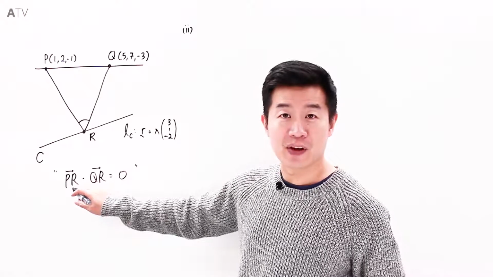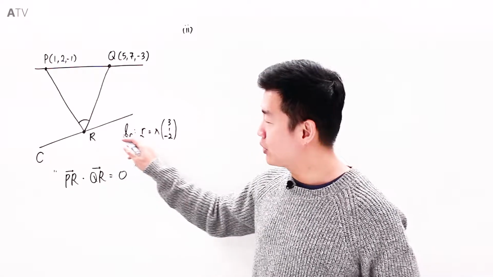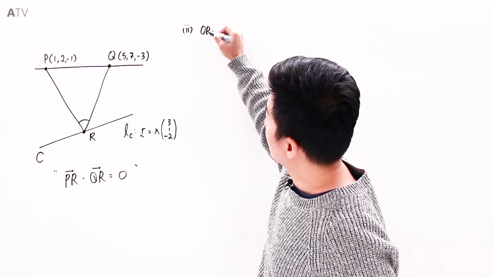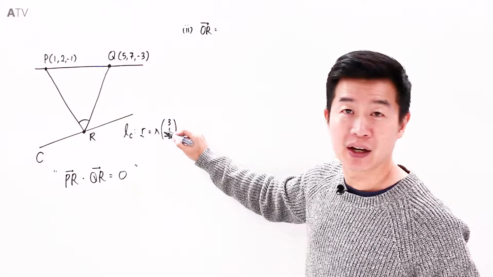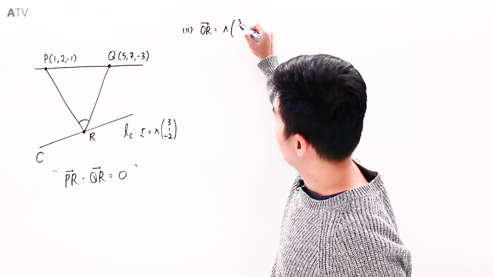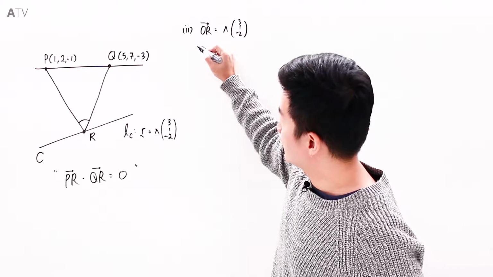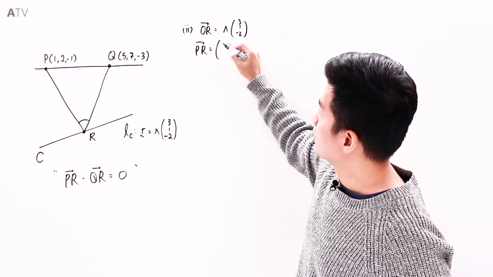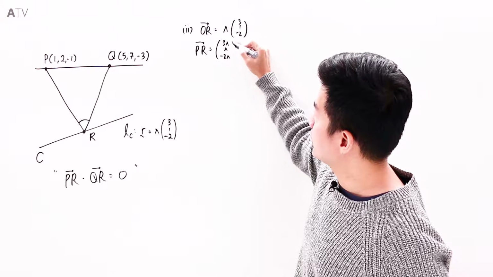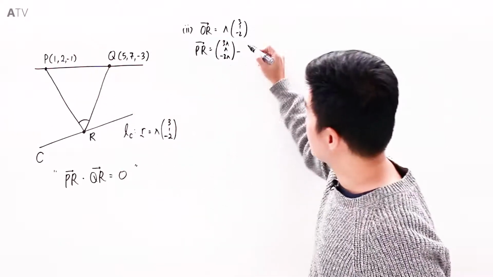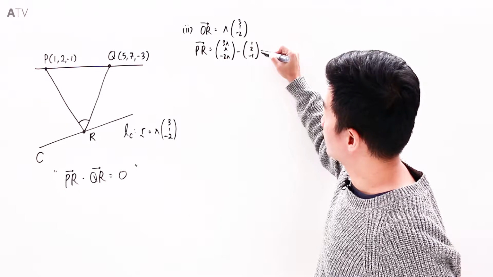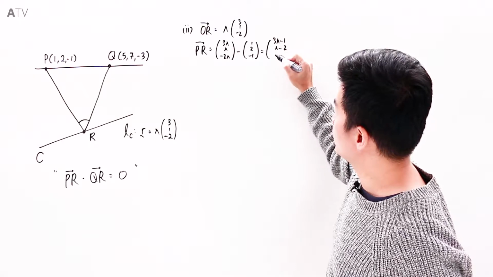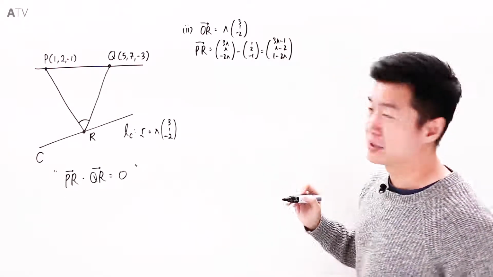Let's find the vector PR. R is a point that is on this line LC, which represents the cable C. So the position vector of R can be represented by this. So lambda of (3, 1, -2). This will give us the chance to find the vector PR, because PR is OR, which is (3 lambda, lambda, -2 lambda), minus away OP, which is (1, 2, -1). And this is going to be equal to (3 lambda - 1, lambda - 2, 1 - 2 lambda).